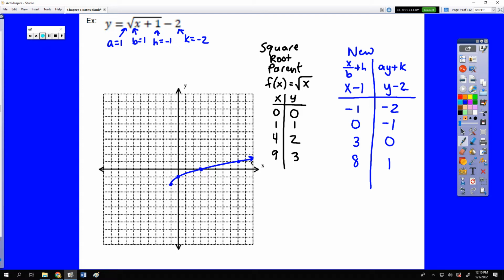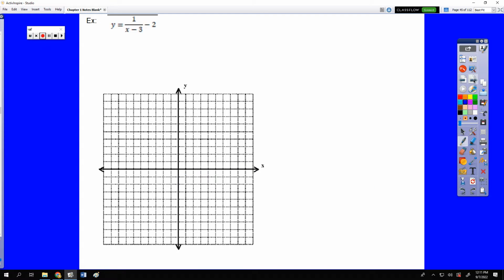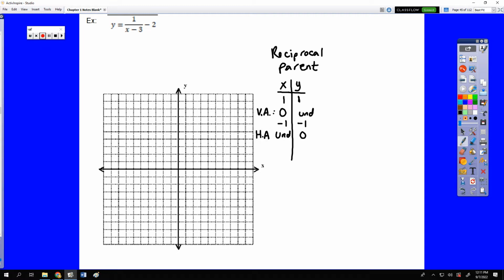The final example from the first page was an example of a reciprocal function. Remember that the reciprocal parent is a little bit different, because we need to track the locations of a vertical and a horizontal asymptote, as well as what are called the corners. So 1, 1, 0 undefined, that's your vertical asymptote, x equals 0. Negative 1, negative 1 is the other corner, and then undefined 0 will give us our horizontal asymptote.